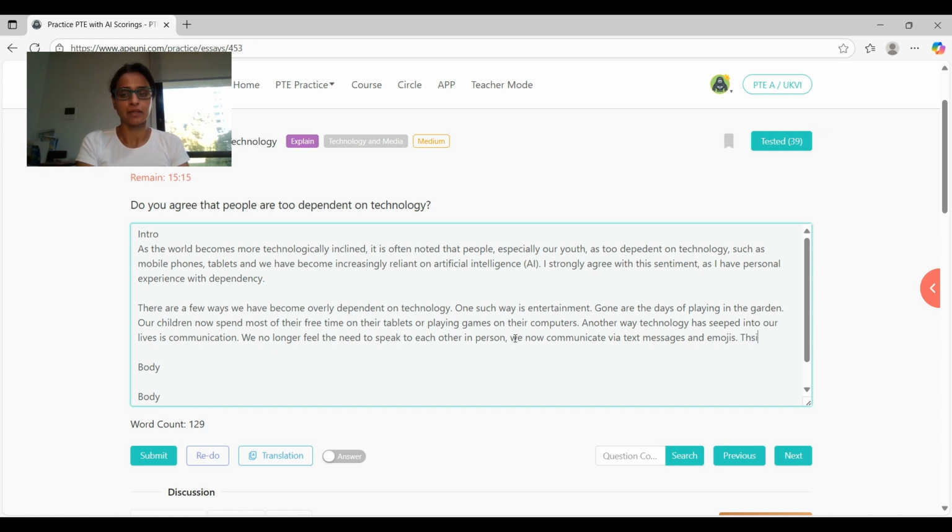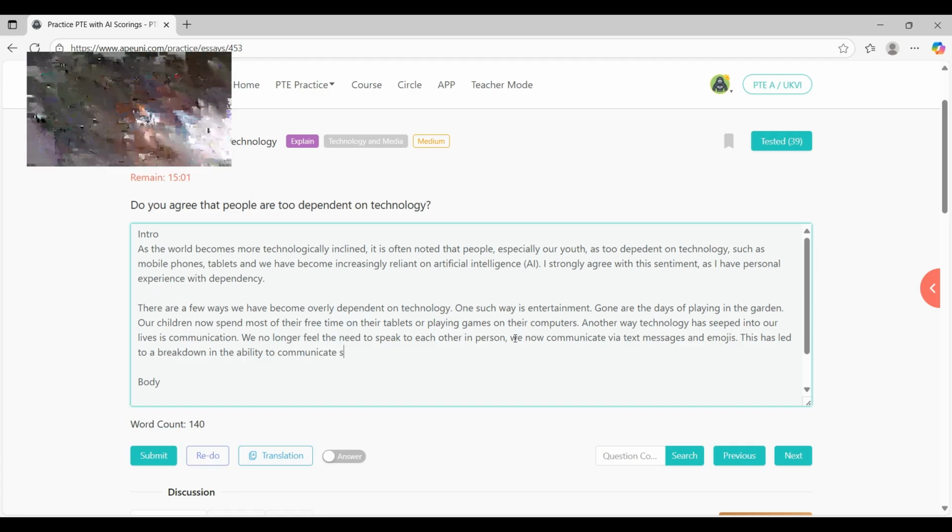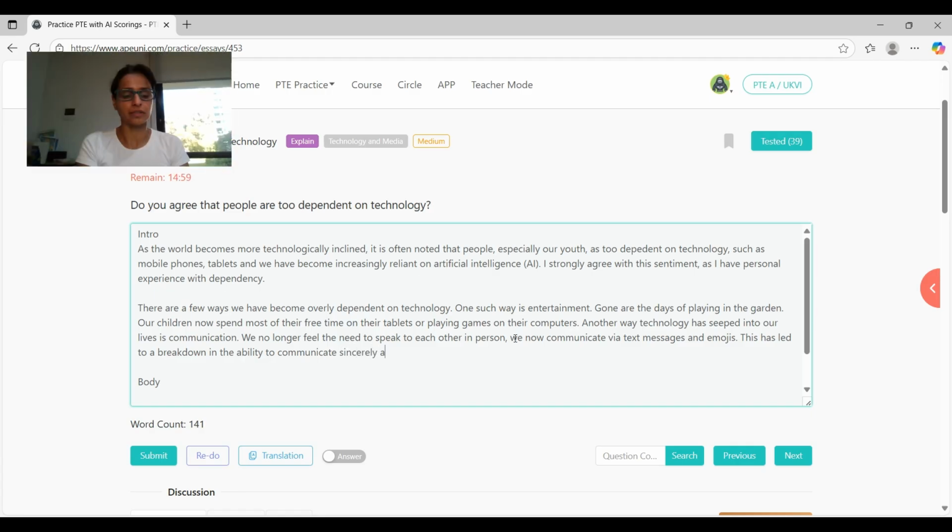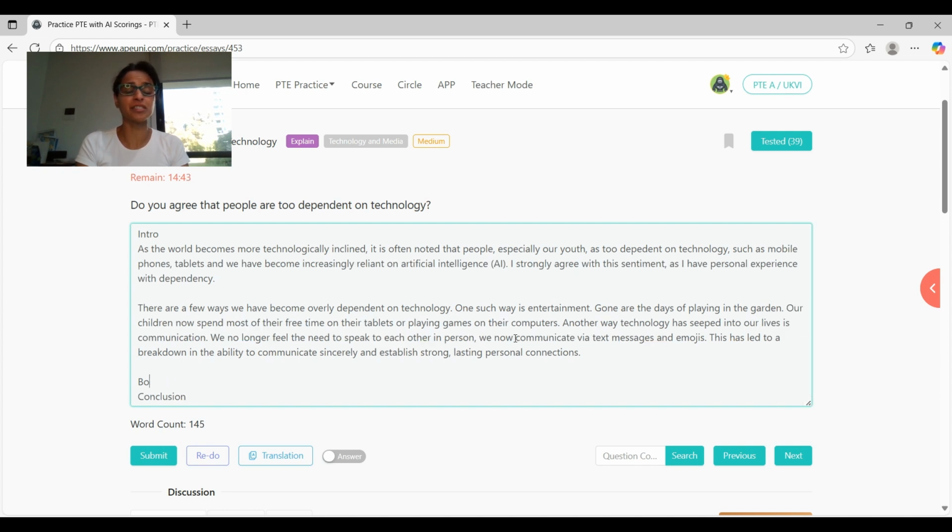This has led to a breakdown in the ability to communicate sincerely and establish strong, lasting personal connections. So that was my body one. Now my body two. I'm going to continue down this road.